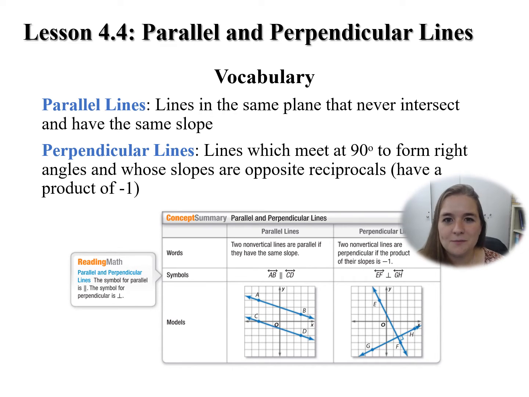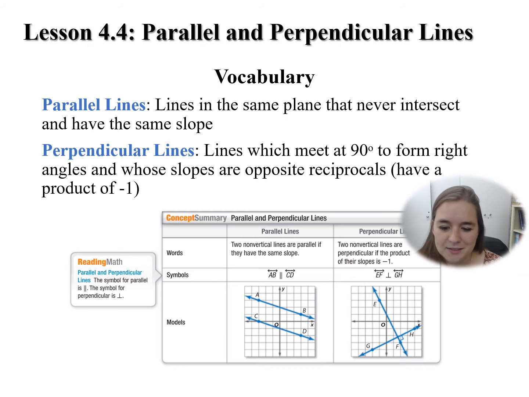Our two vocab terms are parallel lines and perpendicular lines. Parallel lines never touch each other. They're in the same plane, never intersect, and have the same slope. Perpendicular lines are lines which meet at a 90-degree angle to form right angles, and whose slopes are opposite reciprocals, which means that if we multiplied the two slopes, we would get a product of -1. Opposite meaning negative and reciprocal meaning we would flip that fraction over.